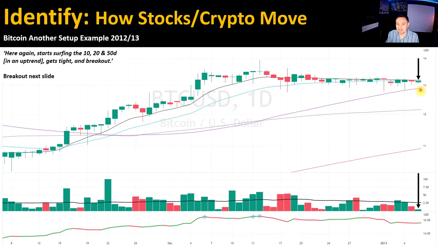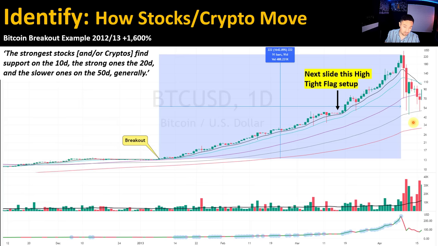And then look at that. For me, I'm very, very visual. So if the trigger bar concept helps you, fantastic. If it doesn't, ignore it. But for me, trigger bar, inside bar, sitting there, look how the volume dries up. It's the proverbial final piece of the jigsaw puzzle for me. Next slide. There's the breakout, and it goes up 1,600%.